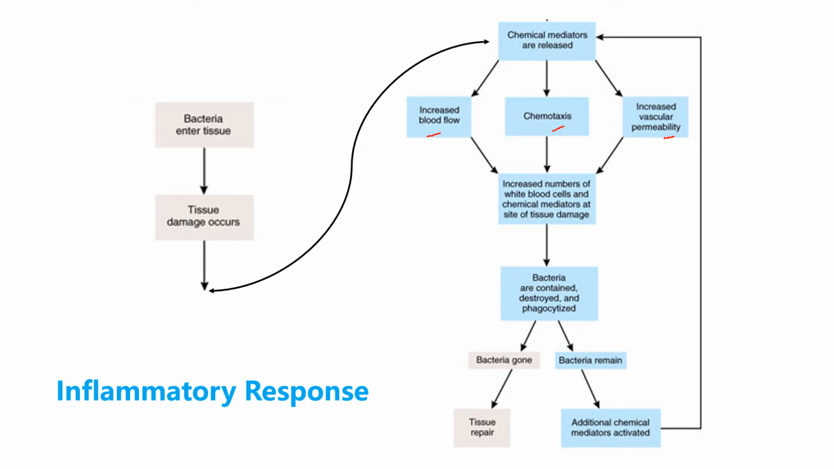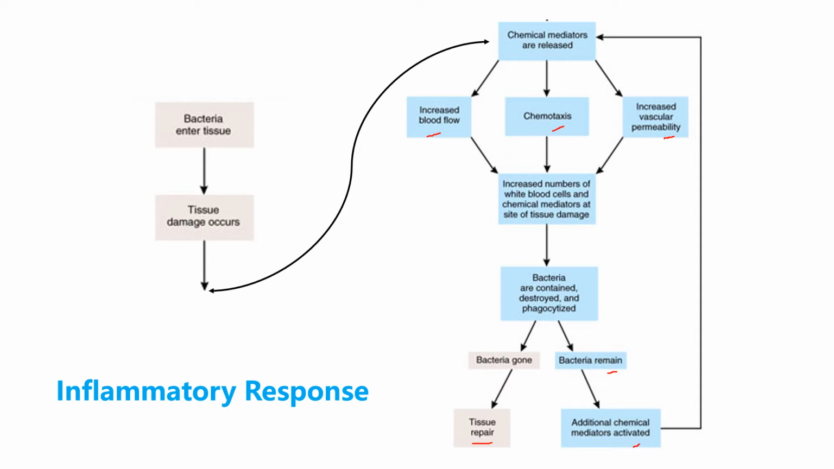After this, of course, there would be an increase in the numbers of white blood cells and chemical mediators at the site of the tissue damage. And of course, the bacteria can be contained, destroyed, and phagocytized. So once the bacteria have been killed or gone, there would be a positive response of tissue repair. But if bacteria remain, there would be a need for additional chemical mediators to be activated.